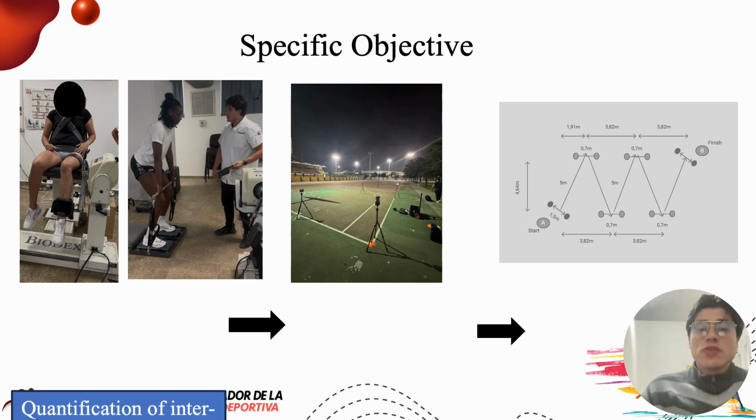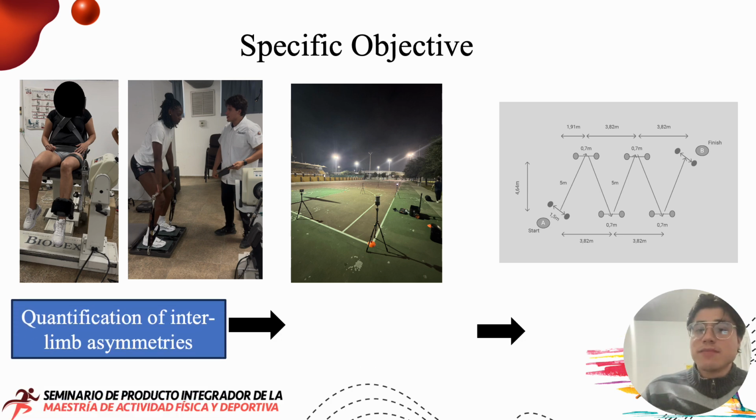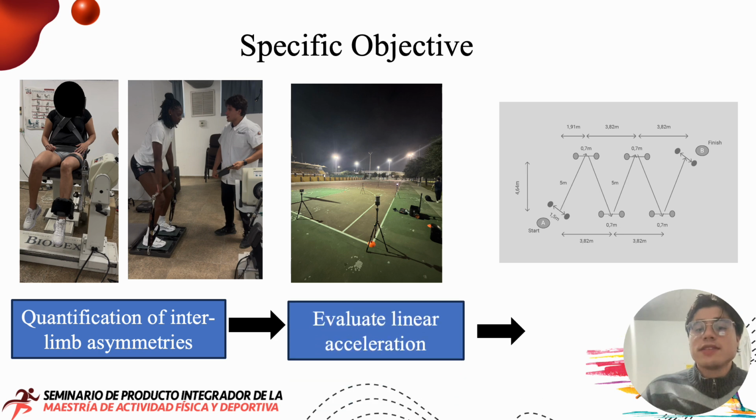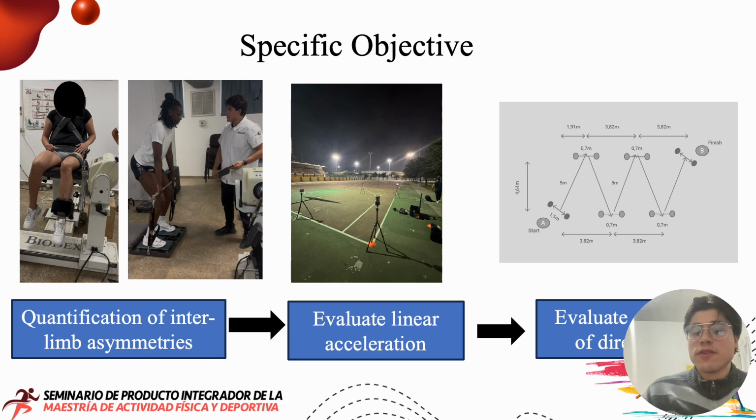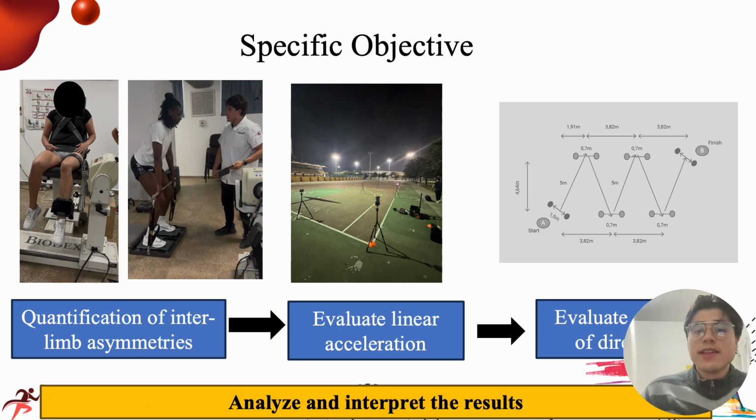First, to quantify interlimb asymmetries. Second, to evaluate linear acceleration. Then, to assess change of direction ability. Finally, to analyze the relationship between asymmetries and performance outcomes.